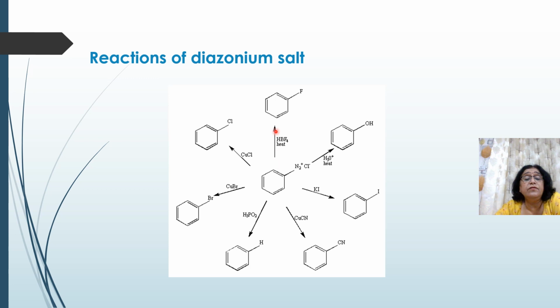When treated with HBF4, fluoroboric acid, it forms fluorobenzene. When reacted with water, it forms phenol. When warmed with KI, it forms iodobenzene. When reacted with CuCN, HCN, it gives cyanobenzene. Then if reacted with H3PO2, you get benzene. Then when this benzene diazonium chloride is treated with CuBr, HBr, it forms bromobenzene. When reacted with CuCl, HCl, it forms chlorobenzene. So these are the number of reactions this diazonium salt undergoes.